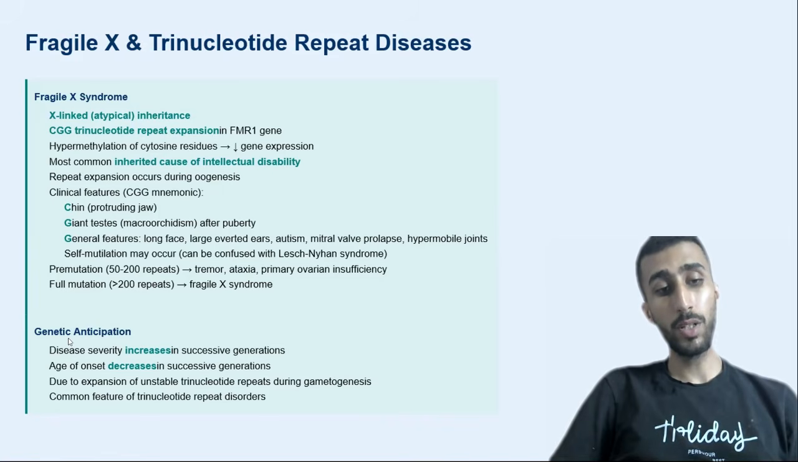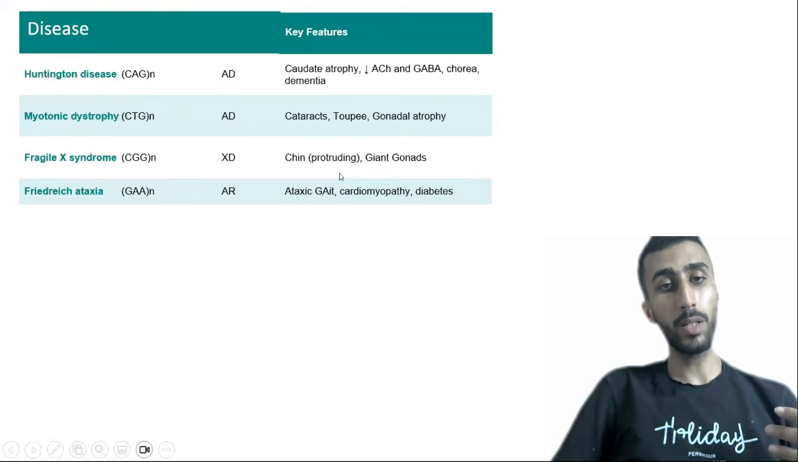It follows genetic anticipation. Again, genetic anticipation means either disease severity increases in successive generations, or the age of onset decreases in successive generations, due to expansion of unstable trinucleotide repeats during gametogenesis. This is a common feature of trinucleotide repeat disorders. So this is about trinucleotide repeats.